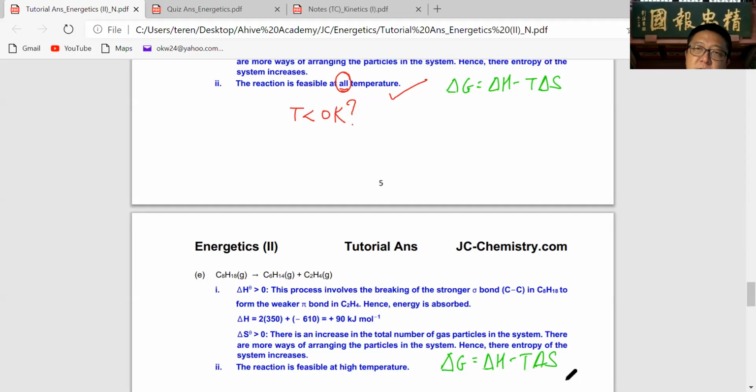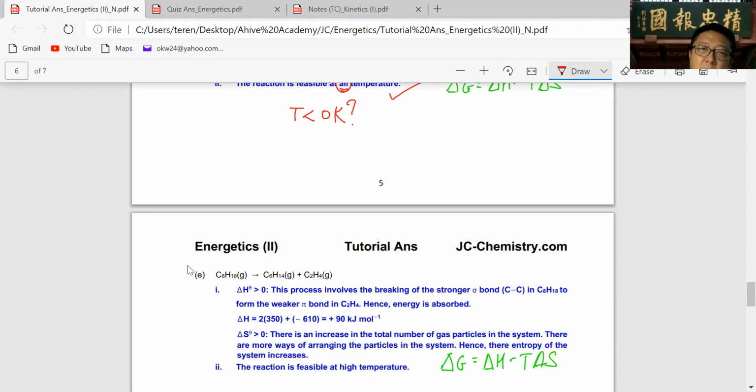Number E. Okay, so first you have this compound over here, C8H18, and then you have C6H14 and C2H4. So there is a sigma bond involved, the breaking of the stronger sigma bond in C8H18 to form the weaker pi bond in C2H4. This one is alkene, right? C2H4 is alkene. Okay, so energy is absorbed. So again, of course, you can also calculate based on what has been broken and so on. Okay, so this 230 enthalpy and 610. I think this is your C-C bond. This is your C-H bond, I think.